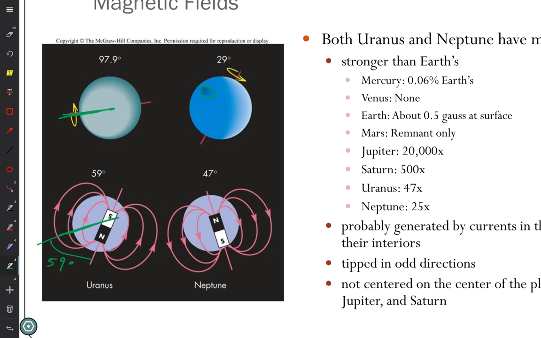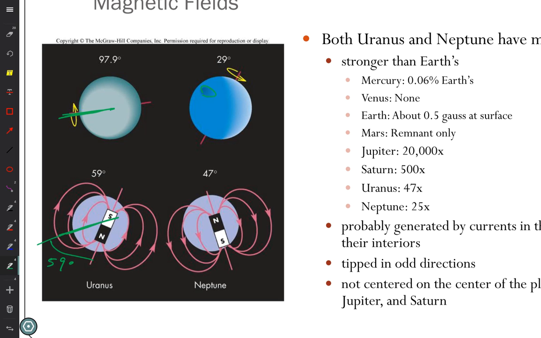Also note, they put a bar magnet in there because it behaves like it has a bar magnet. We call that a magnetic dipole. Is that centered on the planet? No, it's not. This magnetic field isn't even centered on the planet. The Earth's is pretty much centered on the planet. So scientists are faced with a very interesting observation.